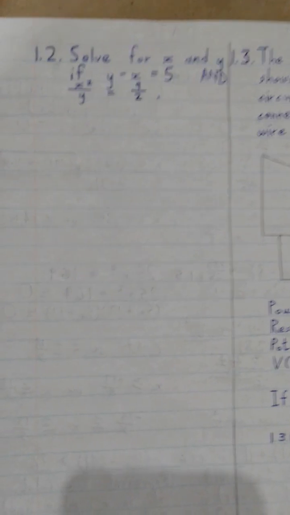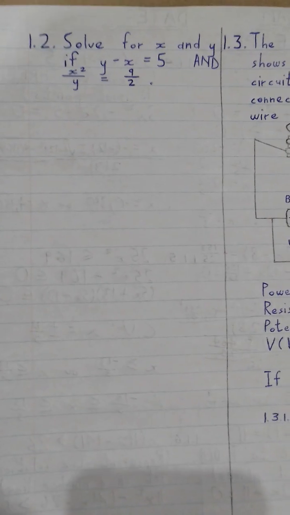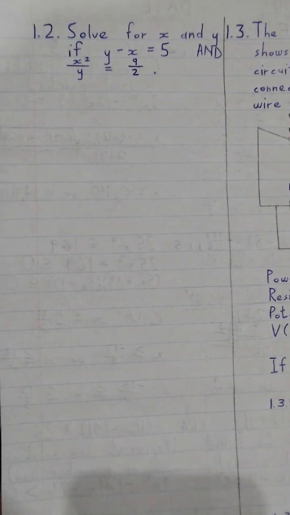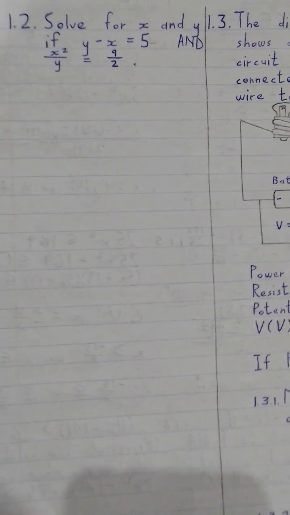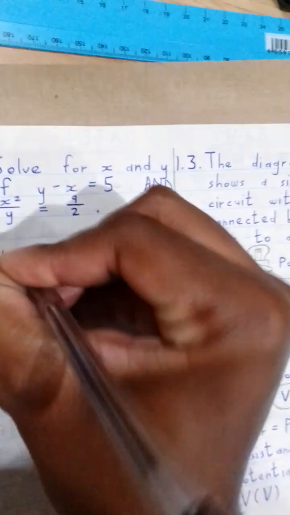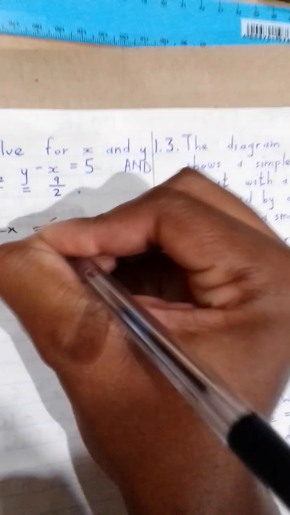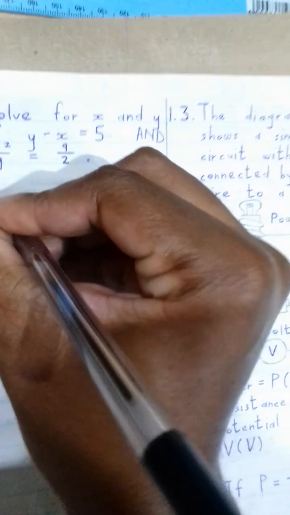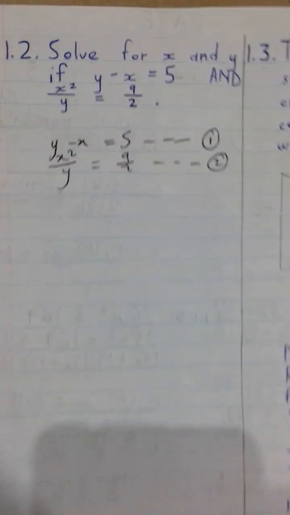1.2 states, solve for x and y if y minus x is equal to 5 and x squared over y is equal to 9 over 2. So you label the equations. Y minus x is equal to 5 is equation number 1. X squared over y equals 9 over 2 is equation number 2.